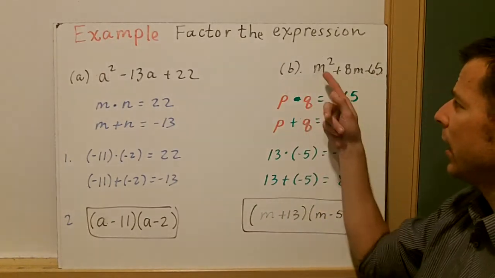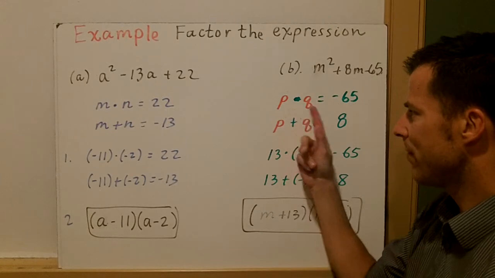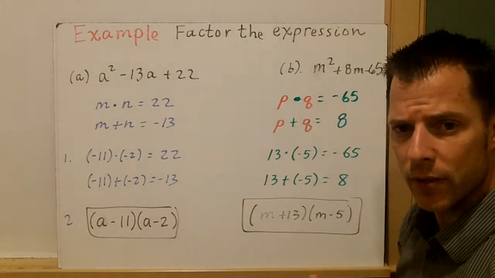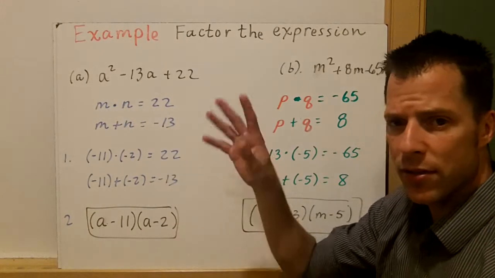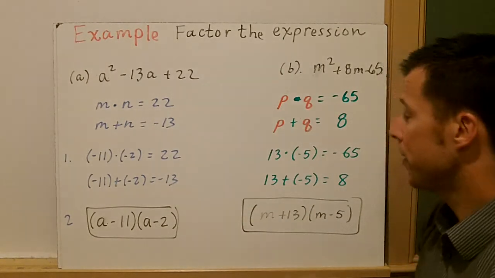Now in part B, I've actually given the variable m. So when I'm looking for my two integers, I just gave them a new name. I call them p and q. Okay? They're just variables, so you can let them be anything. You can let them be a and b, t and z, doesn't matter.